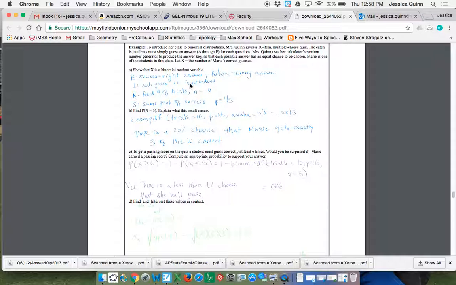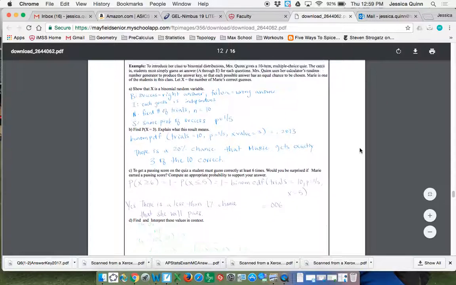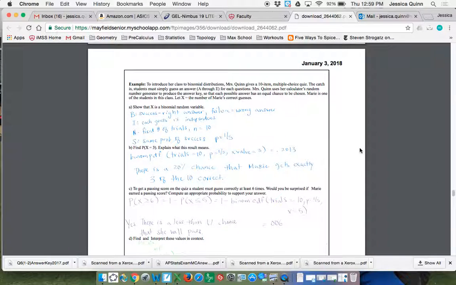All right, so here's one of the examples that we didn't get to in class. The situation is that I'm giving you a 10-item multiple choice quiz to get you familiar with binomial distributions. On this quiz, you have to guess for every single question. I'm just going to use my calculator to randomly generate a number that tells me what the answer is. So it's just how well can you guess if you have absolutely no idea how to answer a question. We've got Marie, one of the students in the class, and we're going to let X be the number of Marie's correct guesses.